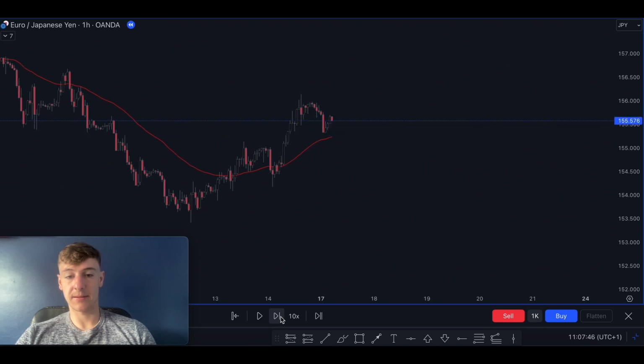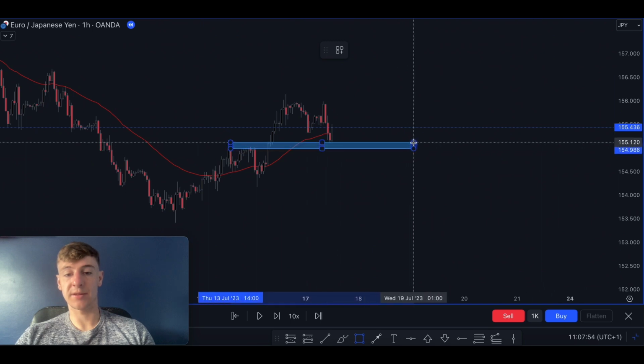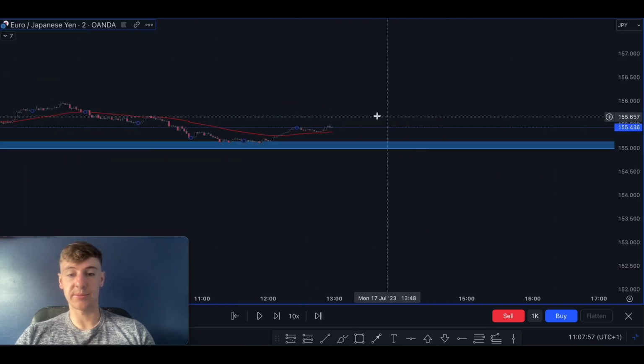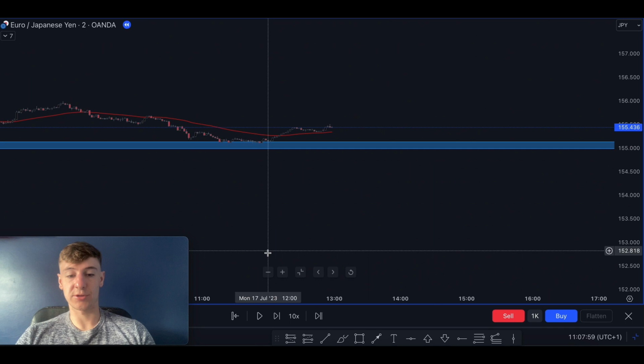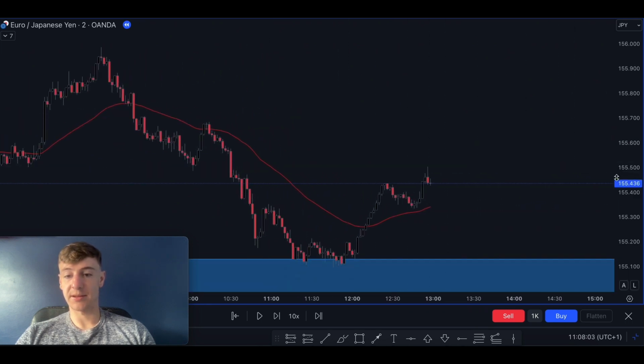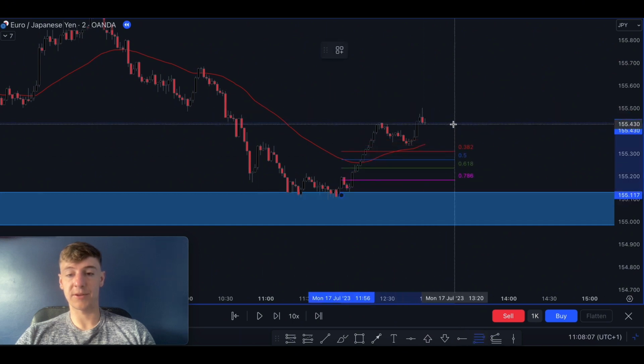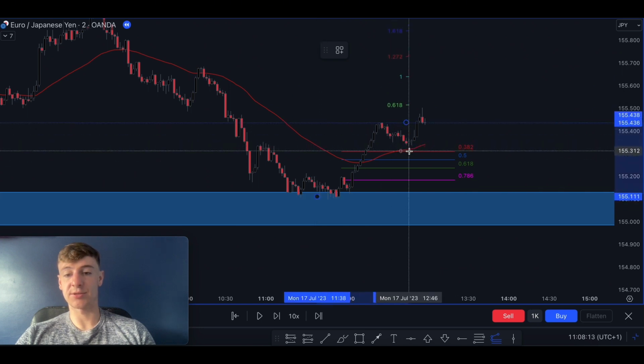Okay, we're at that level. Okay, here we go. Now we're rejecting it. We are rejecting this level and the 50 EMA. So now I'd go into the 2-minute time frame, and I want to look for a trend change. We might have already got this. Something like that. Breakout, retest. We use the Fibonacci retracement and Fibonacci extension for our targets.